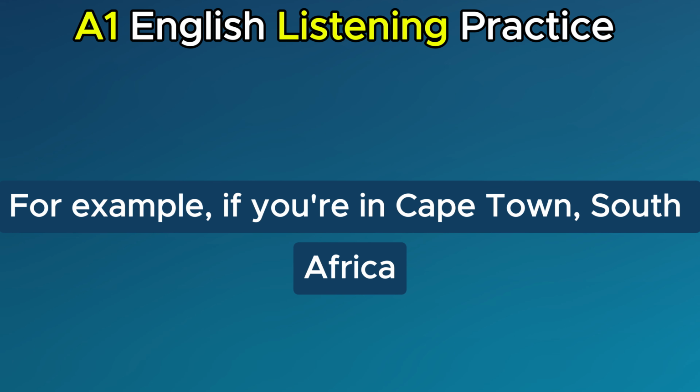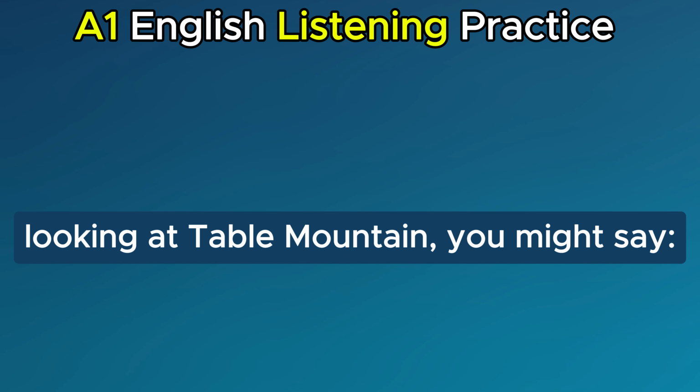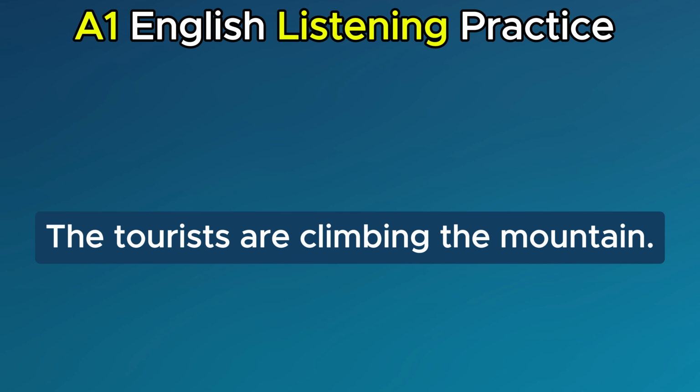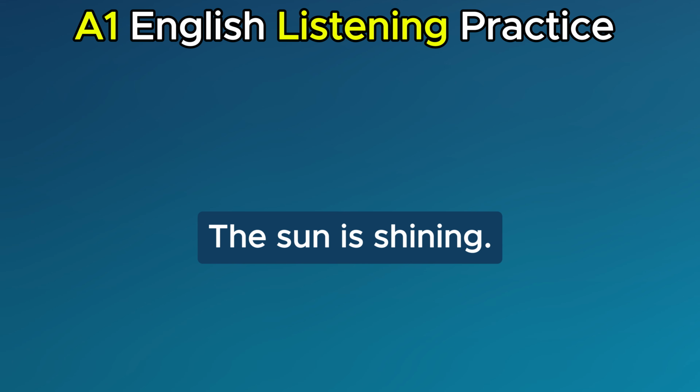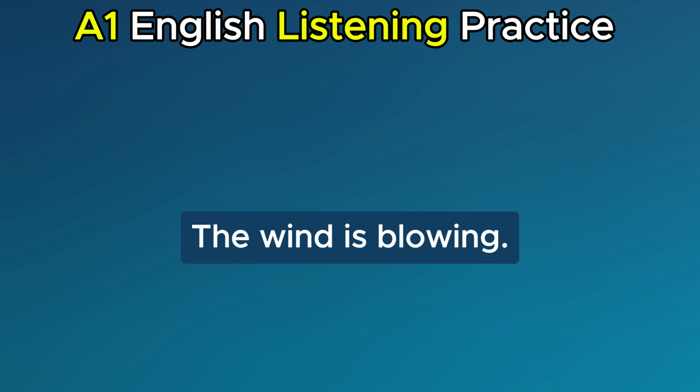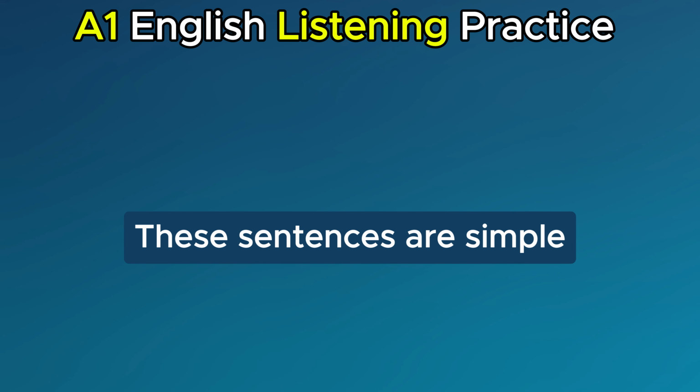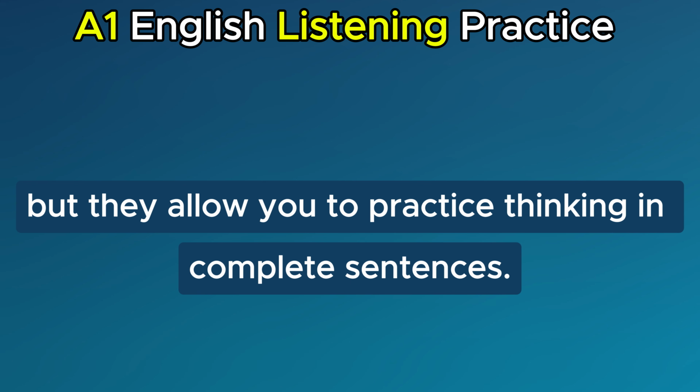For example, if you're in Cape Town, South Africa, looking at Table Mountain, you might say, "The tourists are climbing the mountain. The sun is shining. The wind is blowing." These sentences are simple, but they allow you to practice thinking in complete sentences.